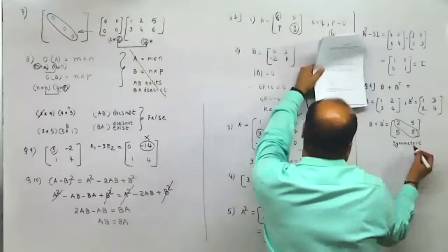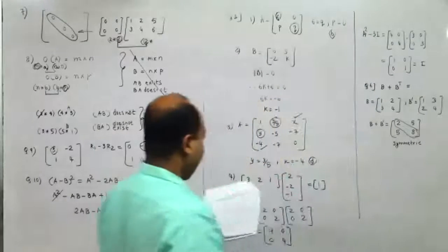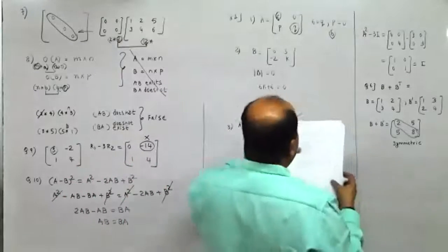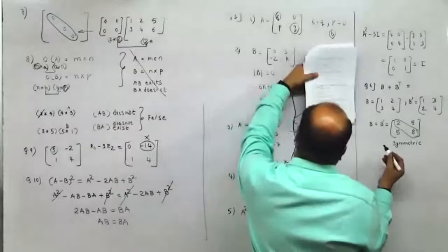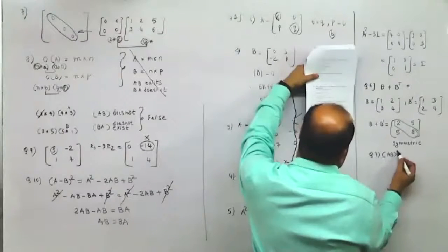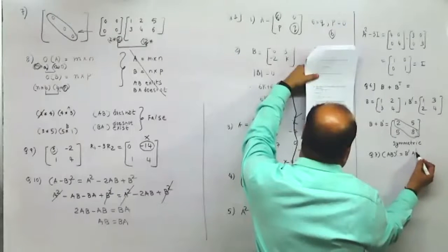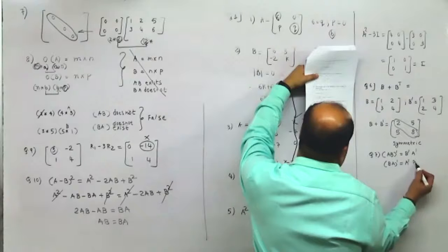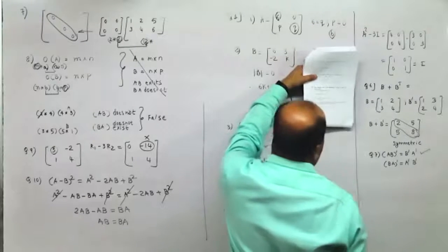You can take any other example and check the same. Couldn't hear you, Smriti. It's correct. Correct, okay. Now, seventh one, (A B) transpose is equal to B transpose into A transpose, and (B A) transpose is A transpose into B transpose. So this is correct.